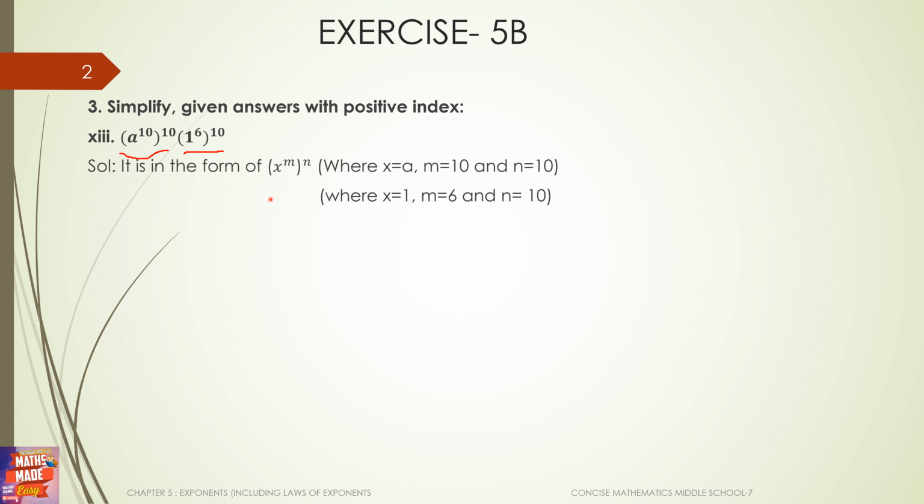Now, the formula is (x^m)^n is equal to x to the power of mn. Just substitute these values over here. It is a to the power of 10 into 10, into 1 to the power of 6 into 10. 10 tens are 100. So a to the power of 100 into 1 to the power of 60. We all know that 1 to the power of 60 is also 1. So our answer is a to the power of 100.